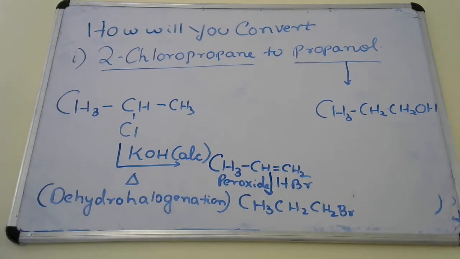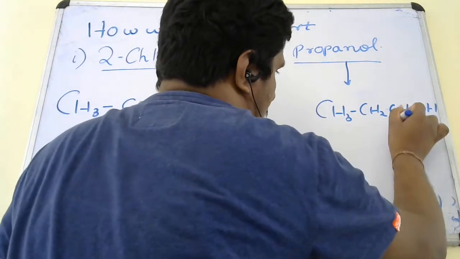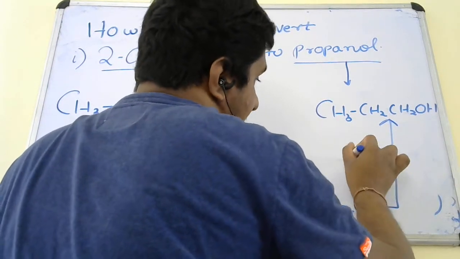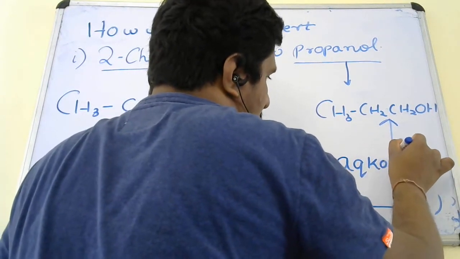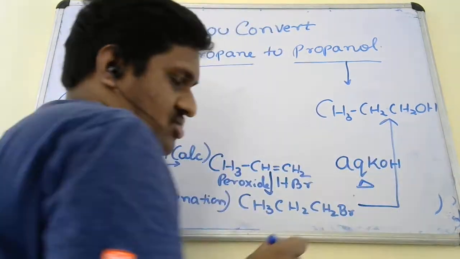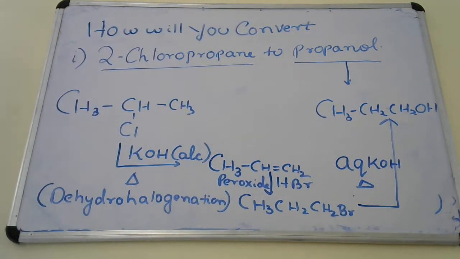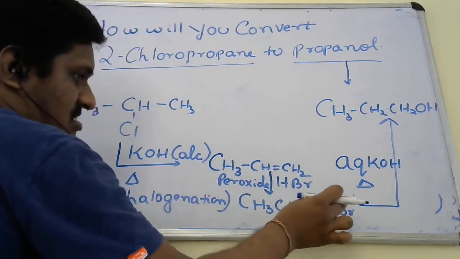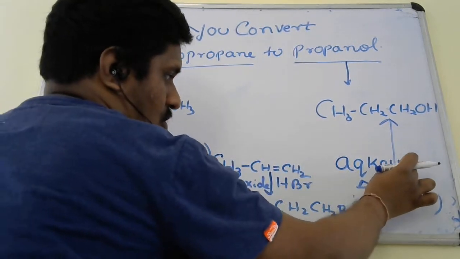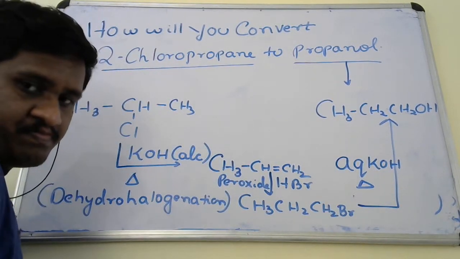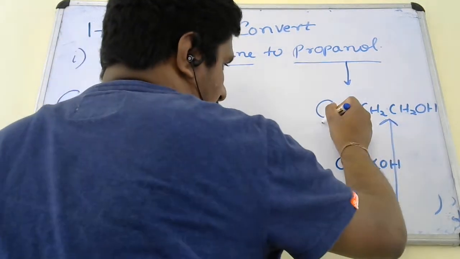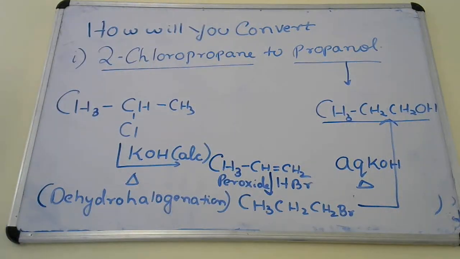Now we have to convert this into alcohol. Very simple. You give aqueous KOH and heat. The OH group will replace the bromine group. This is nucleophilic substitution, and hence you get the product propanol.